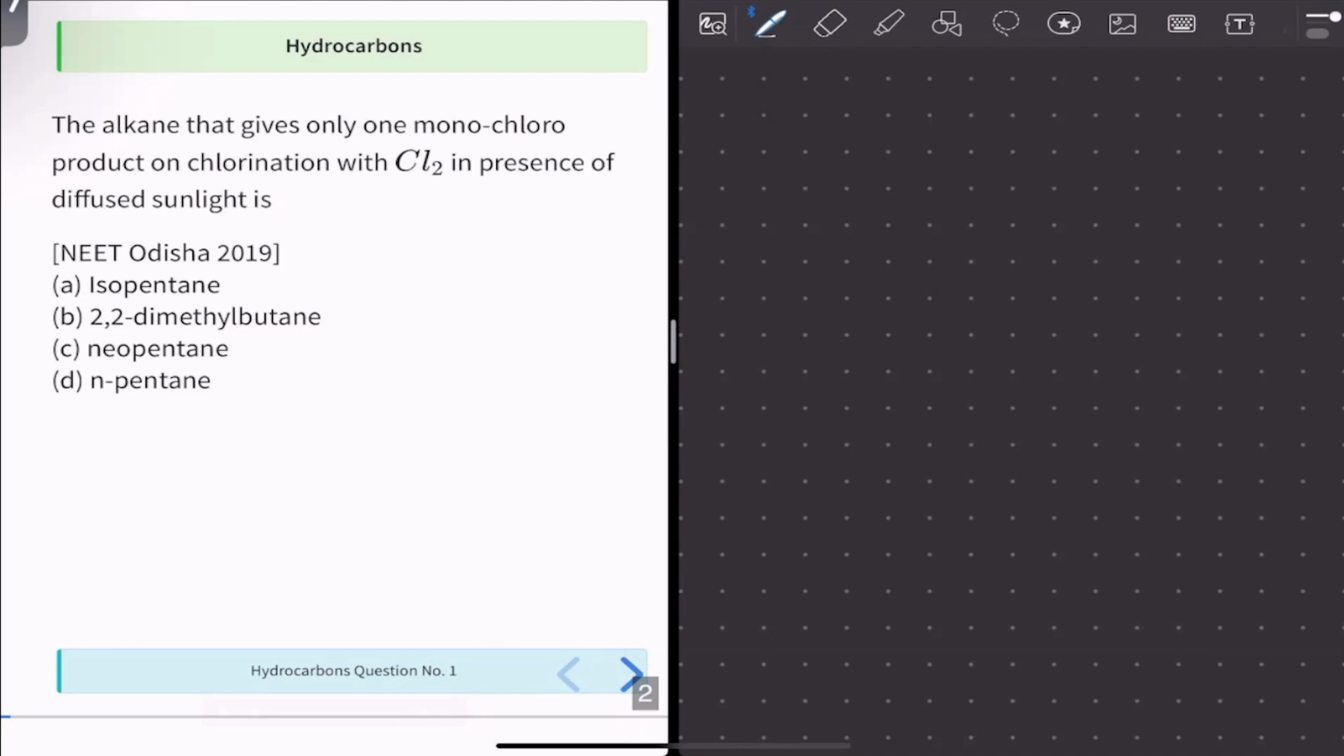Question number one: the alkane that gives only one monochloro product on chlorination with chlorine in presence of diffuse sunlight is. Okay, so here it is asking about the chlorination reaction. Okay, you know the chlorination reaction is a free radical halogenation reaction of hydrocarbons, specifically alkanes. Okay, it is a free radical mediated reaction.